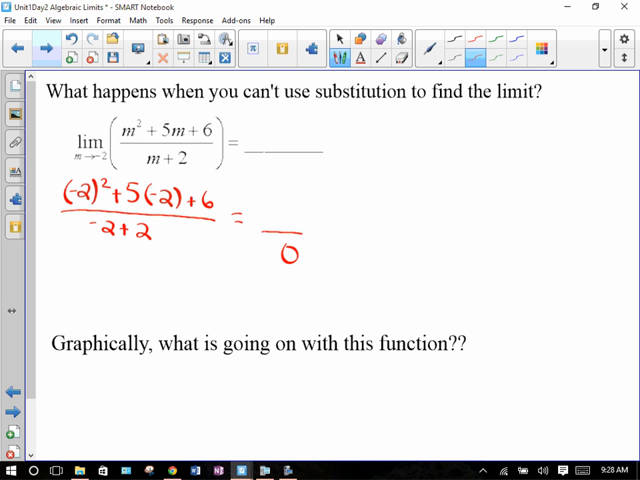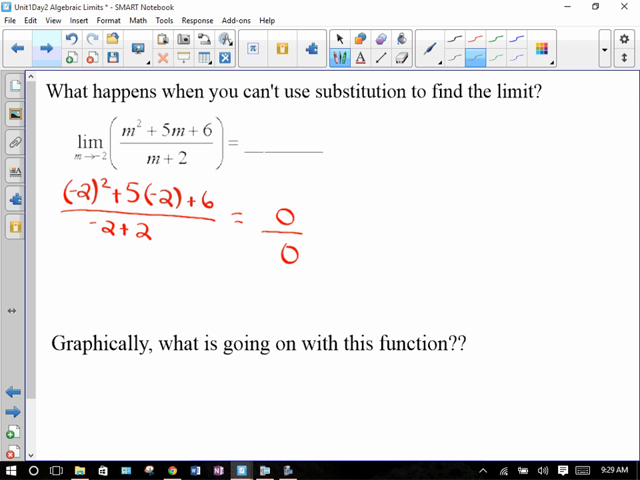We also have -2 squared, that's going to be 4, plus 5 times -2, that's going to be -10, so 4 plus -10 is -6. -6 plus 6 is 0 as well. And we're going to learn about this because there's actually a nice little trick that we're going to use later on down the line. But right now we don't know that.